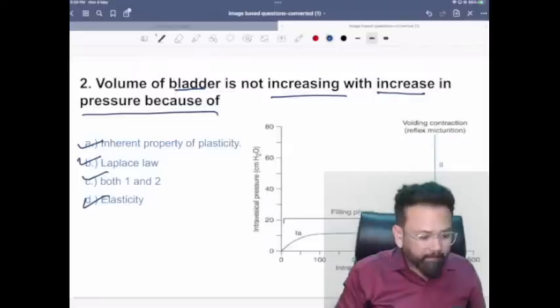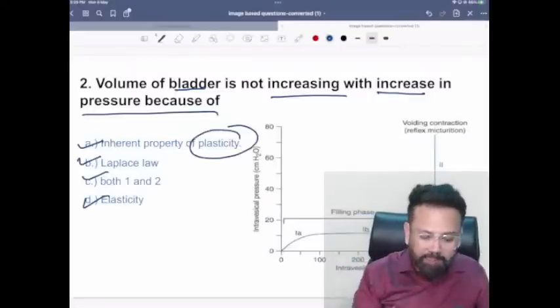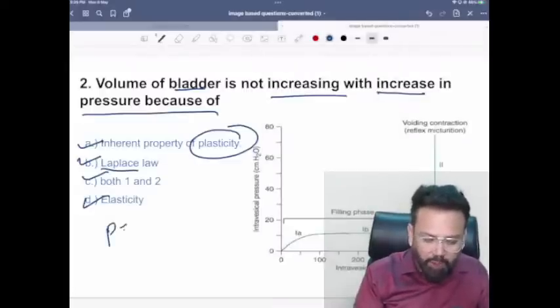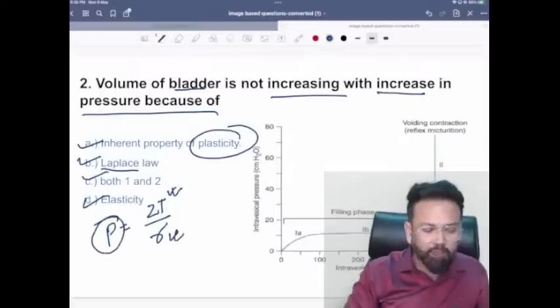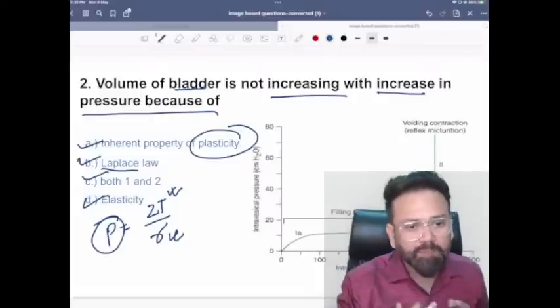Why? Smooth muscles are plastic. Very good. But the answer is also B. Why? Laplace law says P is equal to 2T by R. Because if you increase the tension and also the radius, pressure will remain constant. So plasticity is the property of the smooth muscle.